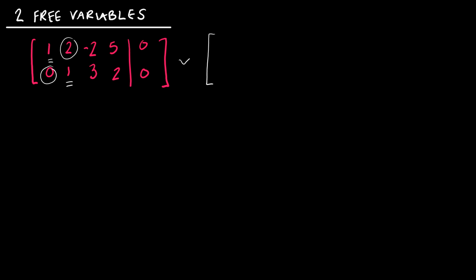So what I'm going to do is I'm just going to rewrite this one so I don't change a darn thing there. And row 1, I want this 2 to be a 0. So I'm going to take negative 2 times row 2 plus row 1. So negative 2 times 0 plus 1 is 1. Negative 2 times 1 plus 2 is 0. Negative 2 times 3 plus negative 2 is negative 8. Negative 2 times 2 plus 5 is 1, and of course 0.